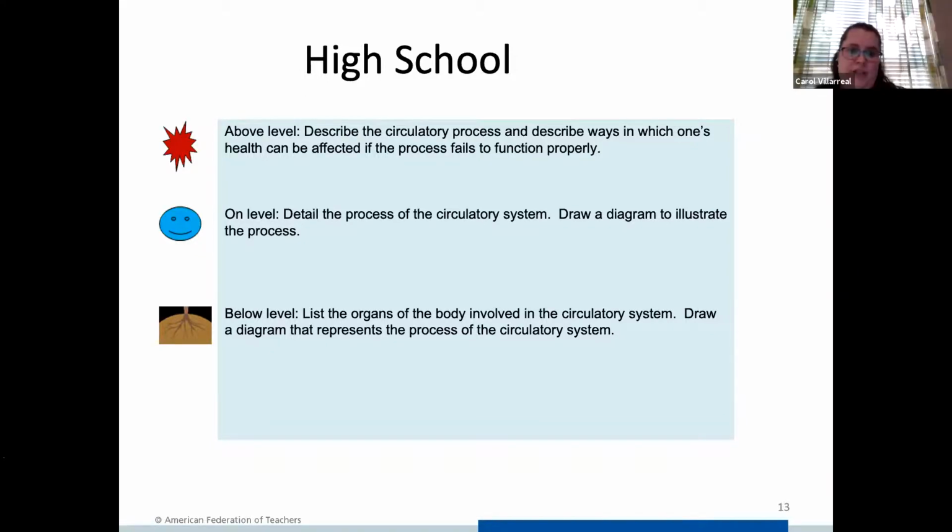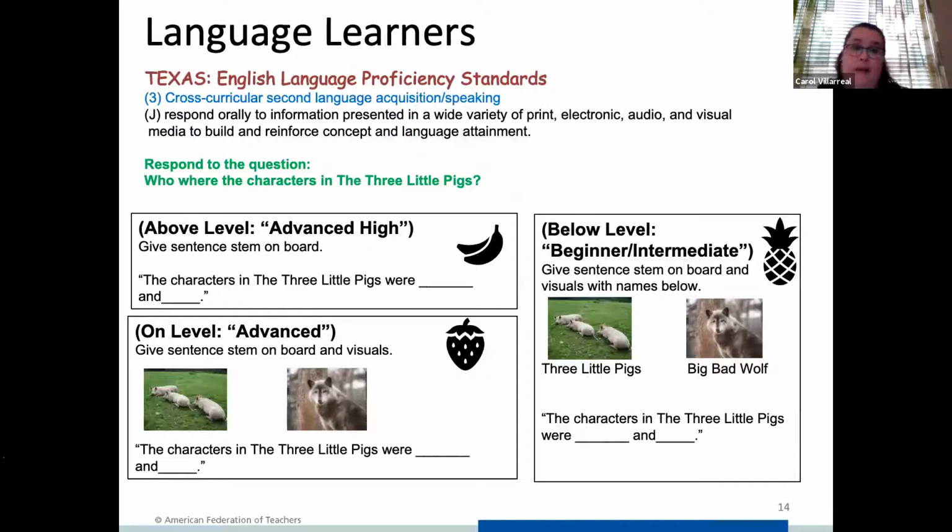It's like our modifications, they may be reading at a 4th grade level and they're at 6th grade. Modifying would be giving them a 4th grade text. We're not modifying here, we're just giving them the support that they need on the grade level text. So let's go ahead and take a look at a language learner.